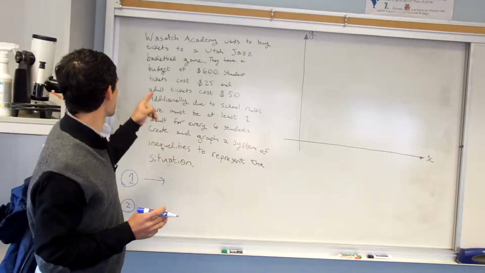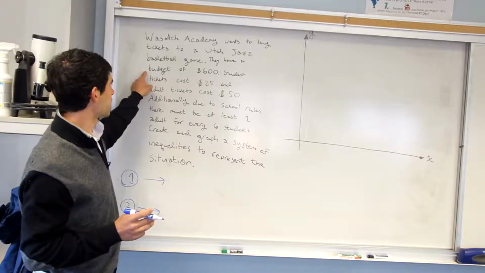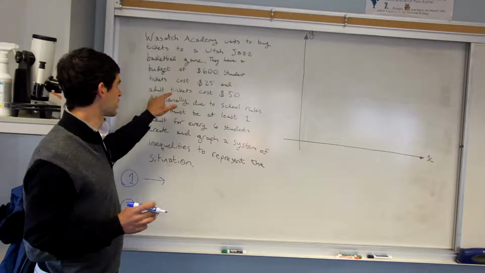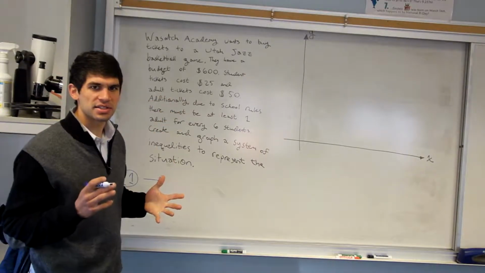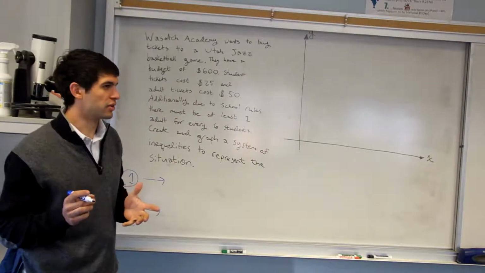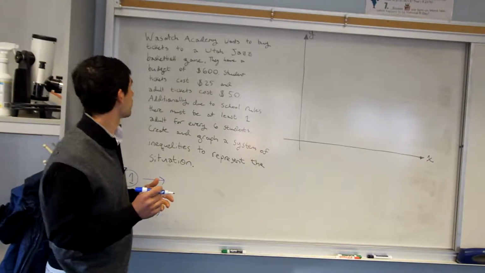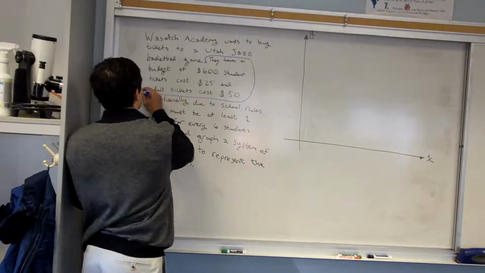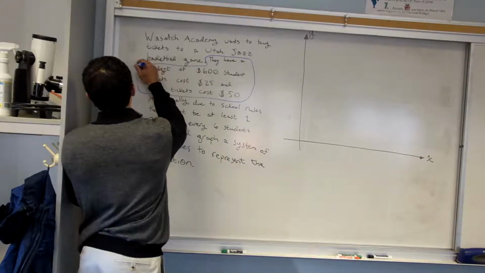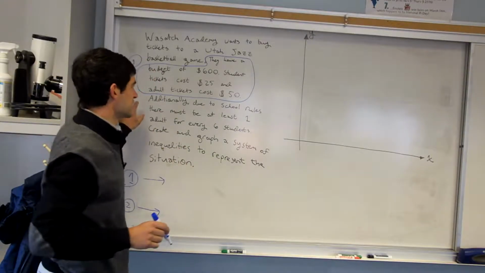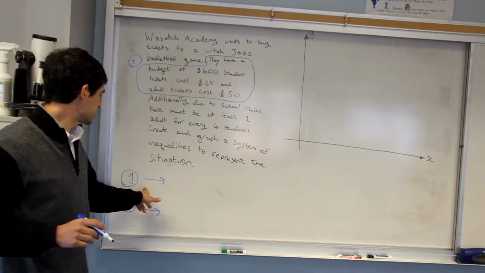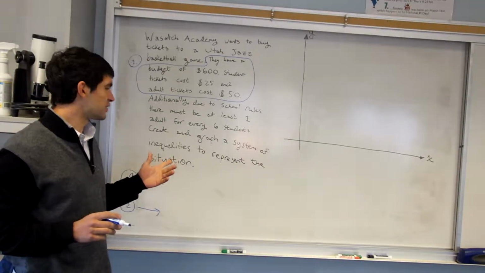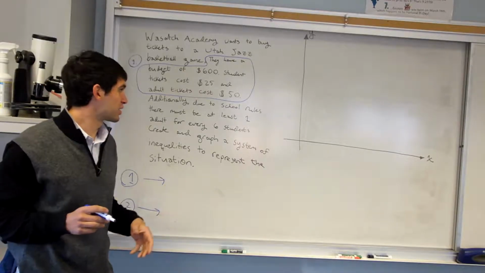So we have that they have a budget of $600 and that student tickets cost $25 and adult tickets cost $50. So this is our first piece of information that we're going to use to create our first inequality. So I'm going to circle this, and I'm going to label it number 1, because this is the information that's going to go into our first inequality. So the question is, how do we represent this information in an inequality? That's a very good question.